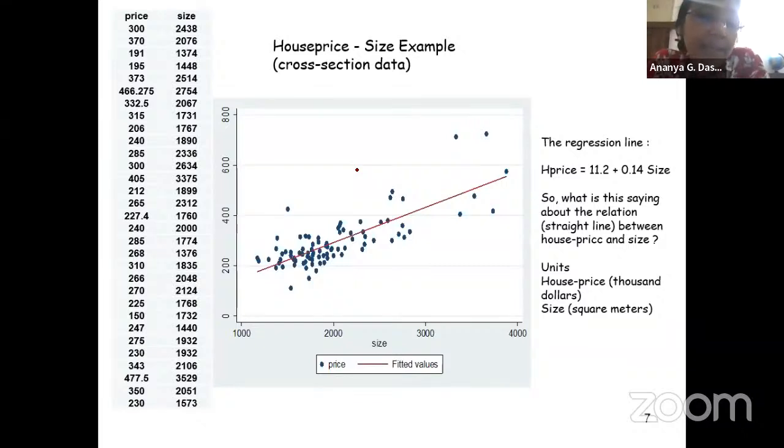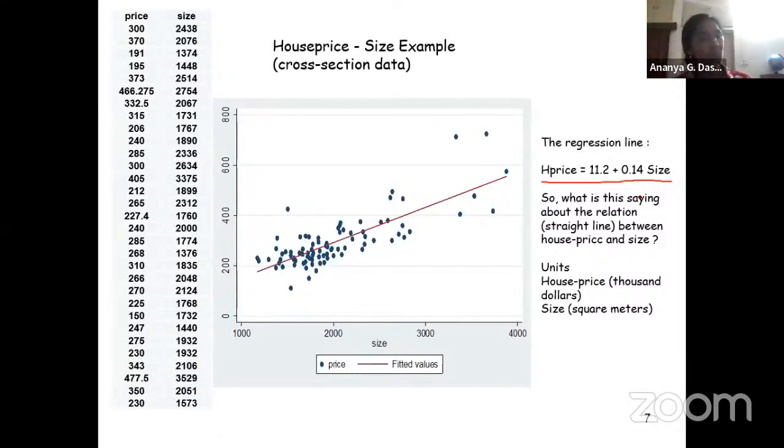So I plot the two variables in what is known as a scatter diagram. Okay. And then I try to interpret the result that I've got. So the first thing that I have to be mindful of is the units in which my variables are measured. So once I estimate the straight line, which as you can see has a positive slope, right? So what is the equation of the straight line? House price is equal to 11.2 plus 0.14 into size.